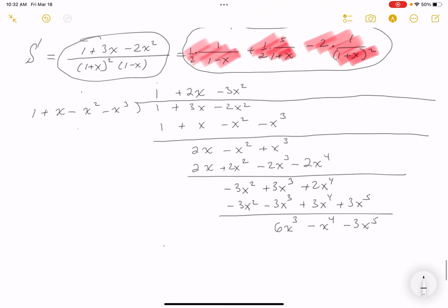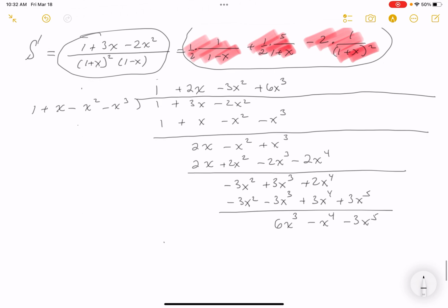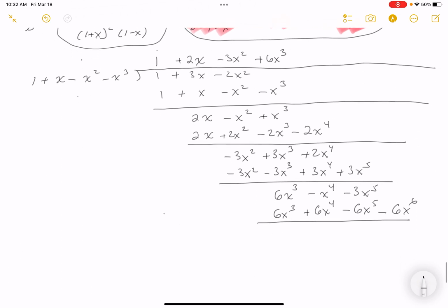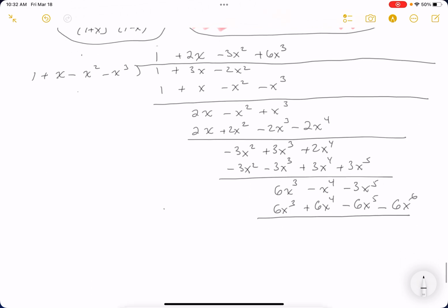Repeat. What's the next term going to be? 6x cubed. Well, we got to go more, don't we? What do you get there? 6x cubed plus 6x to the 4th minus 6x to the 5th minus 6x to the 6th. Subtract.